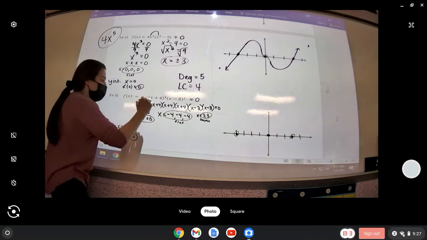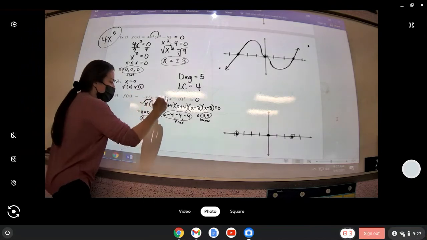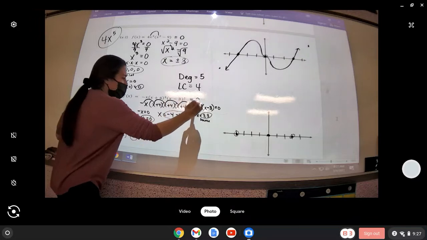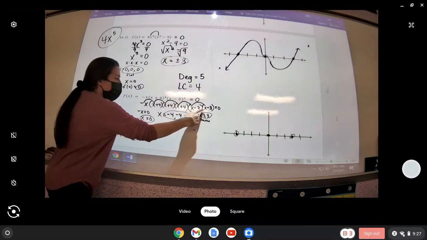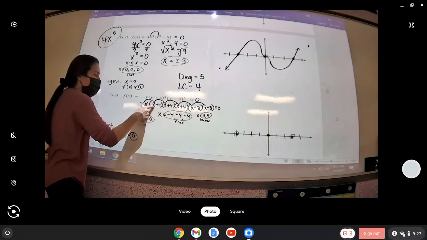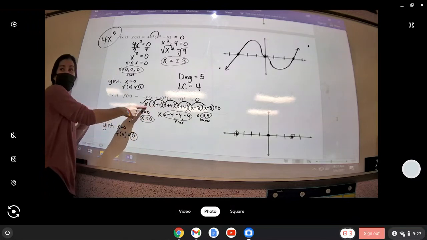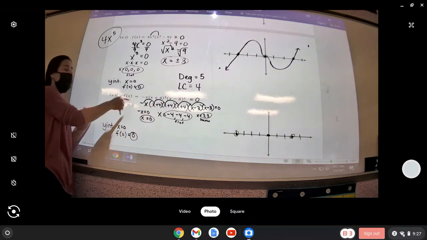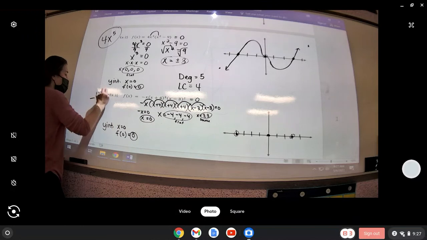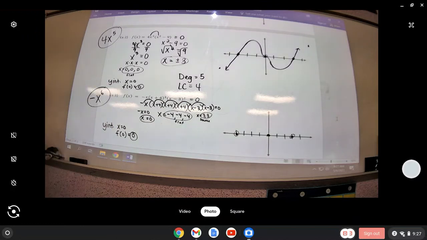So let's multiply our fronts. Negative x times x times x times x times x times x. Guys, that's 1, 2, 3, 4, 5, 6 x's. That's x to the 6th with a negative leading coefficient. That's a negative x to the 6th.